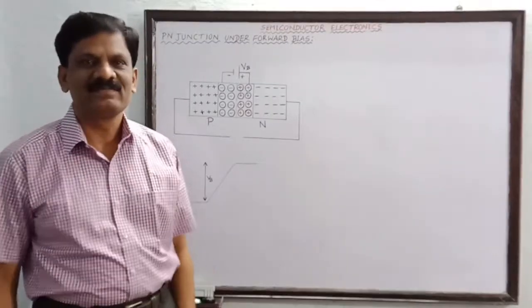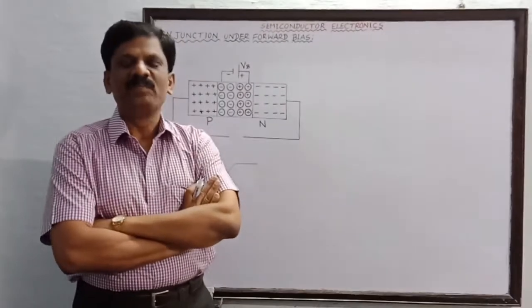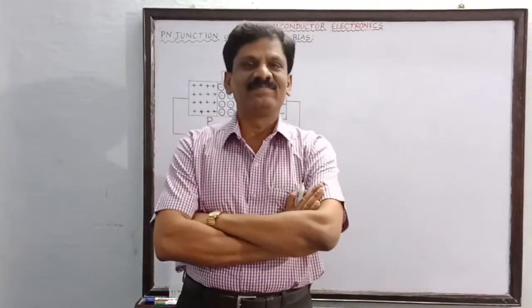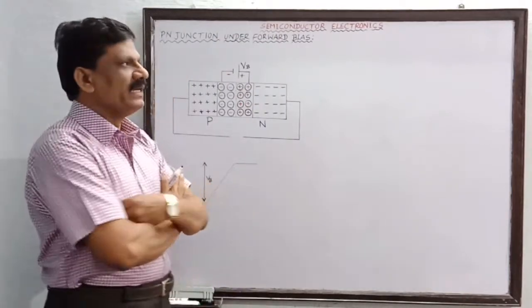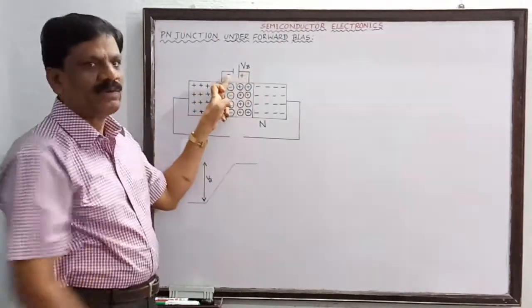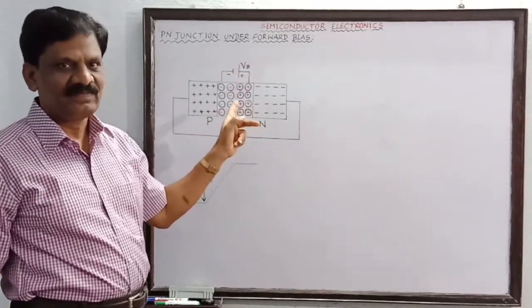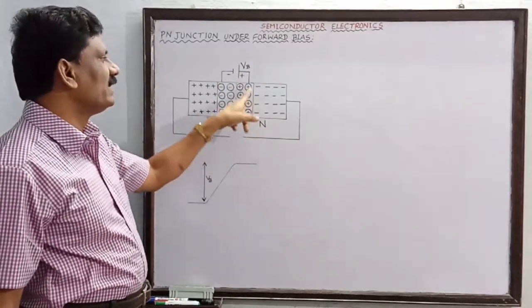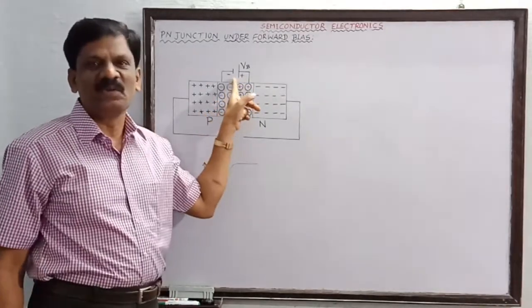Hi, good evening students. In the previous class, we explained how a PN junction is formed. During the formation of a PN junction, an internal potential barrier denoted by VB is developed on both sides of the PN junction, so that the N region of the junction develops a positive potential and the P region of the junction develops a negative potential.